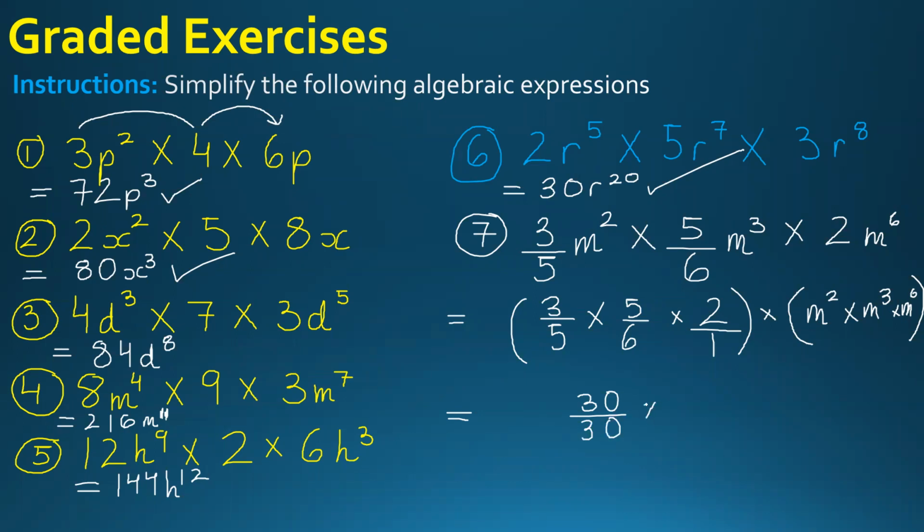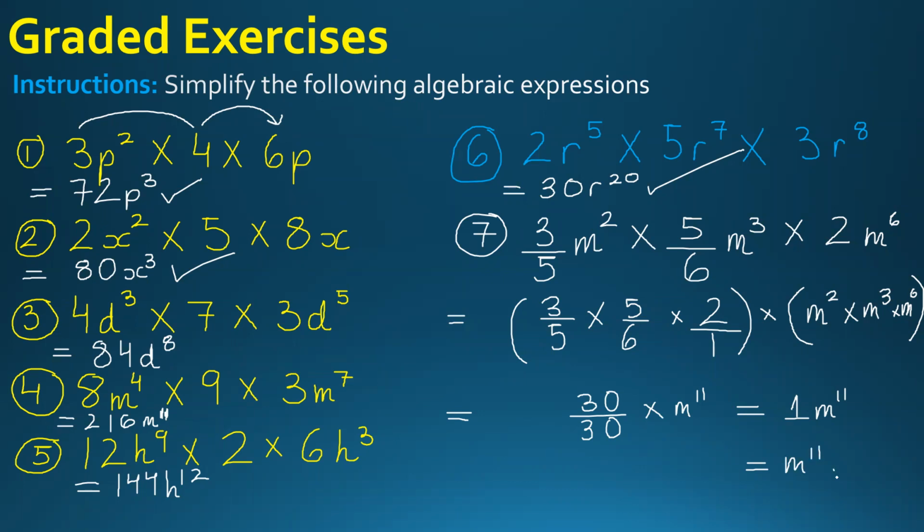Multiplied by, what is M squared times M to the third times M to the sixth? M to the 11. Very good. So the answer is going to be what? 30 divided by 30 is what? It is 1. 1 what? M to the power of what? 11, very good. And the answer is simply, because we don't have to put the 1, M to the power of 11.